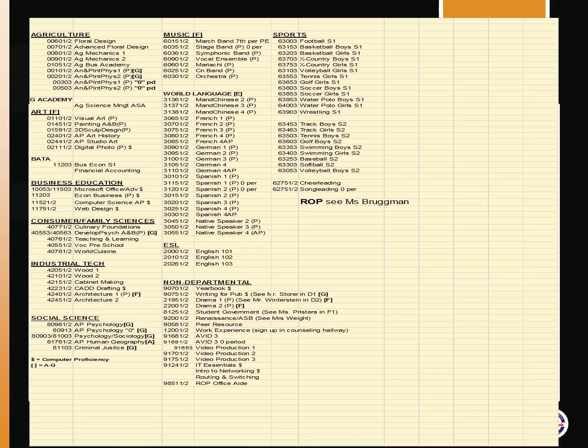Now for Industrial Technology, we have Wood 1, Wood 2, and if you've completed both of these, Cabinet Making. We also have Computerized Aided Drafting, and if you've completed this, you can be moving on to Architectural Design 1 or 2.